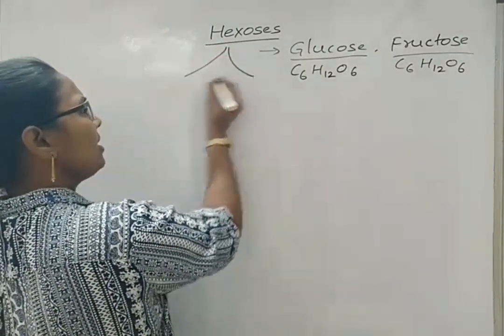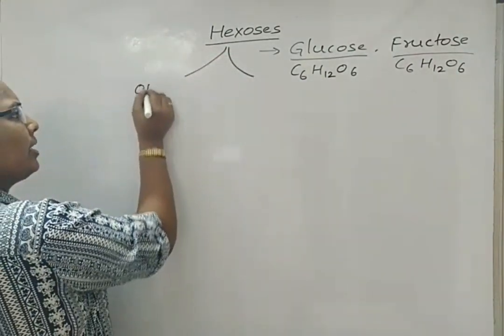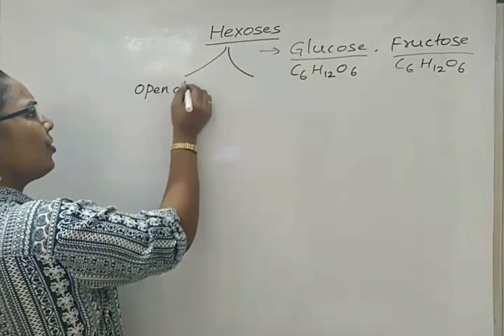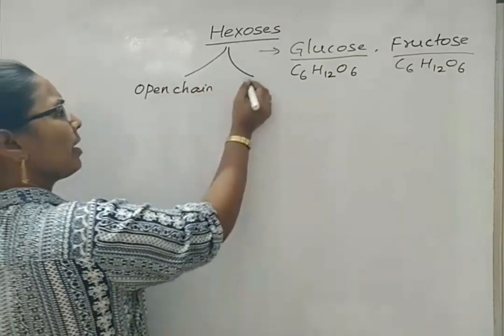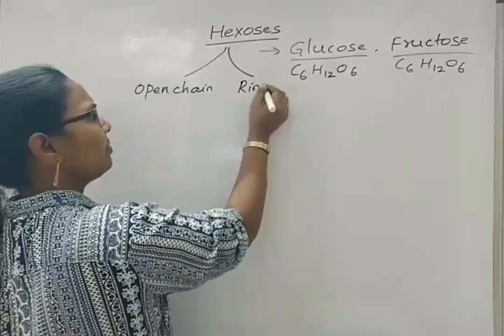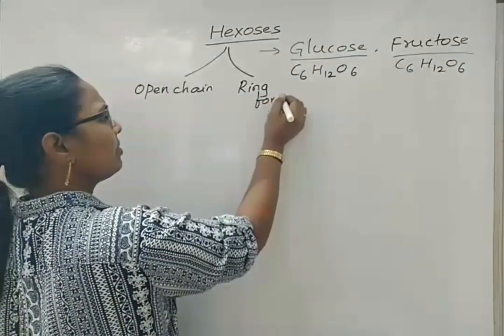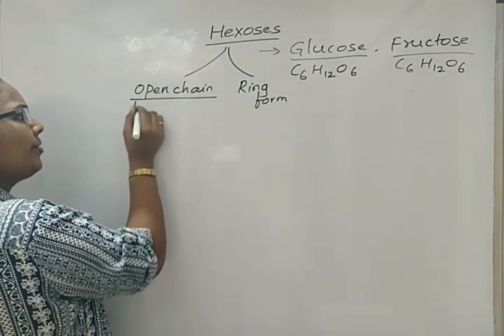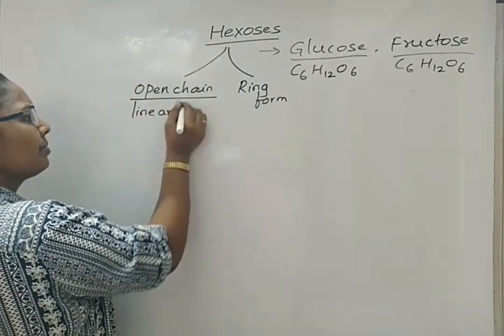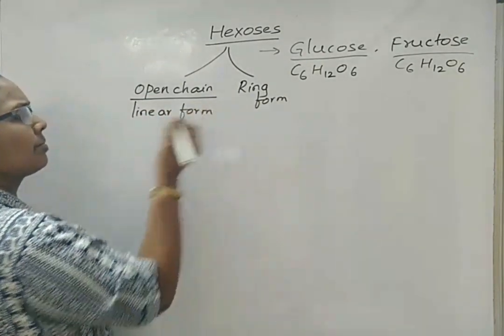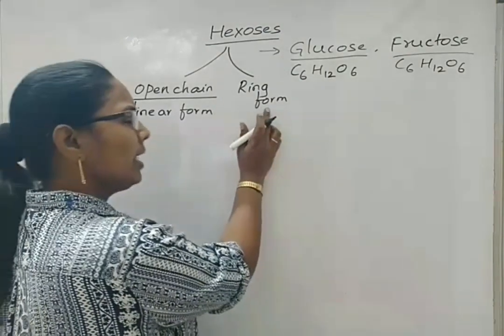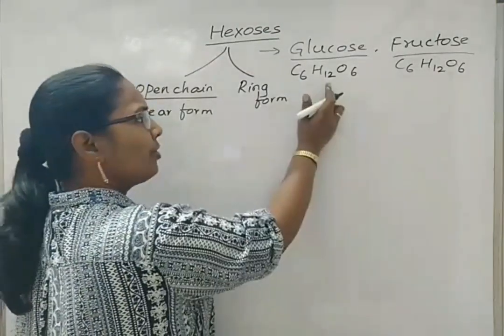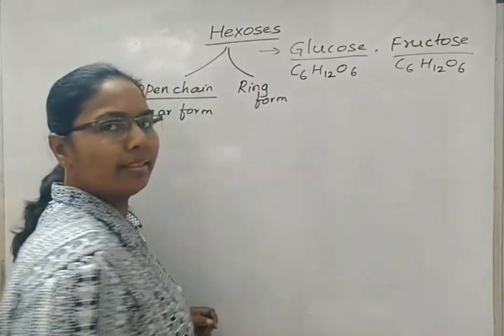Hexoses exist in two forms, that is the open chain form and also the ring form. The open chain form is also called the linear form. But the names for the ring forms of glucose and fructose differ.